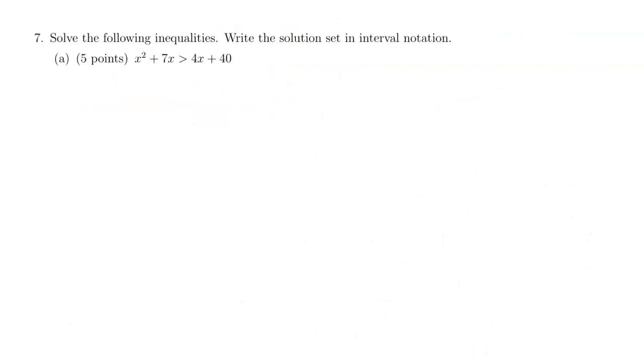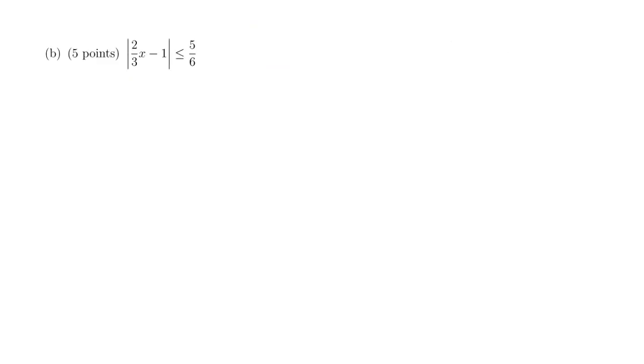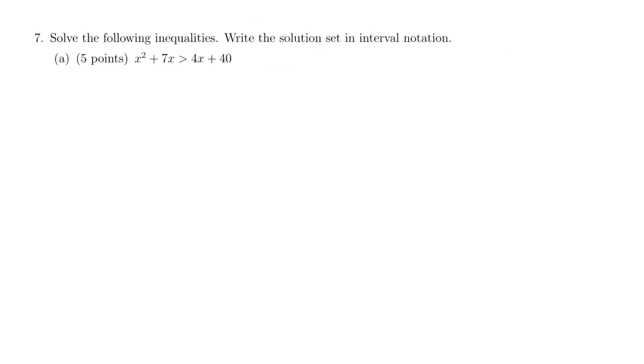Okay, so this is the last problem set. Just 2 questions. First is the quadratic inequality. So we subtract everything to one side. Subtract 4x minus 40 bigger than 0. And you get x squared plus 3x minus 40 bigger than 0.